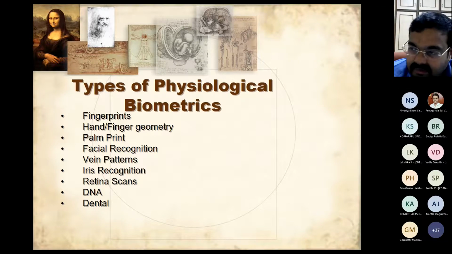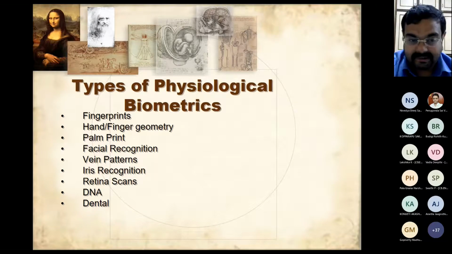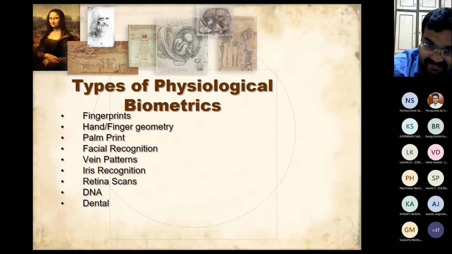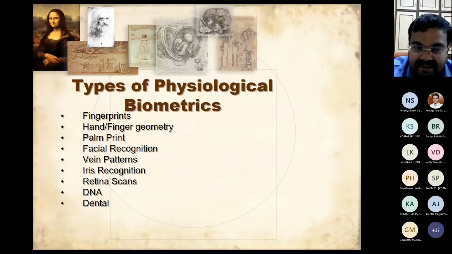Fingerprint, very common. Police and law enforcement agencies have been using this for time immemorial. Hand or finger geometry: instead of the finger you have the hand. Another similar biometric is the palm print. When you say hand or finger, it is only taking the five fingers. Palm print means the entire palm of the hand, including the fingers.